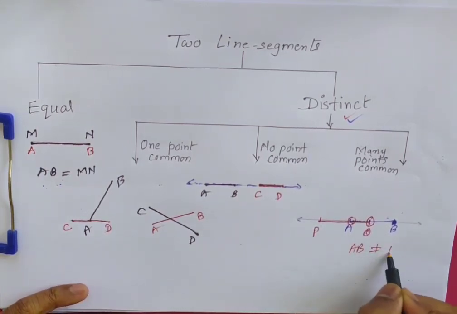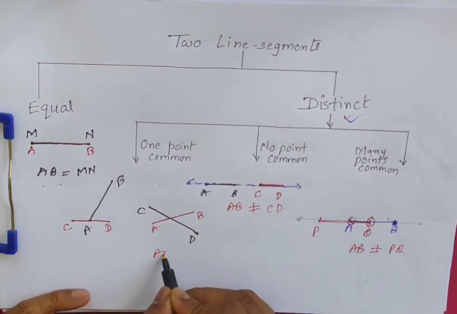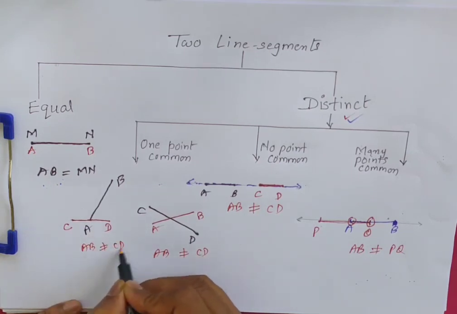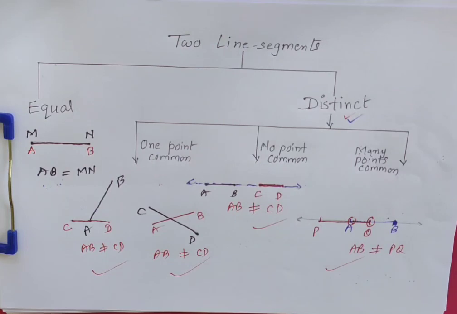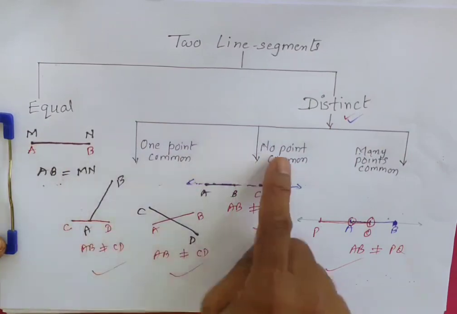AB is not equal to PQ. AB is not equal to CD. So in all these circumstances, the two line segments are unequal. Clear to you? And they are equal only if they are coinciding. So please remember, this is when two line segments are equal.